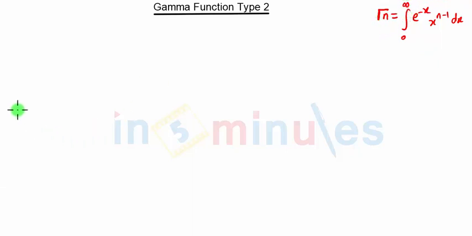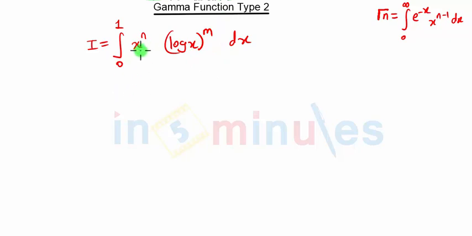But in type 2, our function will be something like this, 0 to 1. Instead of integration 0 to infinity, we will have the equation in terms of 0 to 1 x raised to n log of x the whole raised to m into dx. So if we have log of x raised to something, this x raised to n is matching with this term, so we do not have to do anything for this.